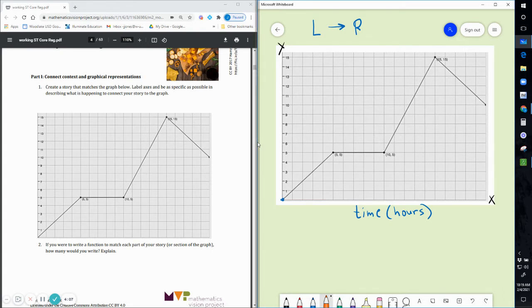So first of all, I want this side to be miles. Okay. Miles. So my y-axis is miles, and my x-axis is time in hours. All right, so just for fun, my story goes like this. And I'll show you how it relates to the graph, right?